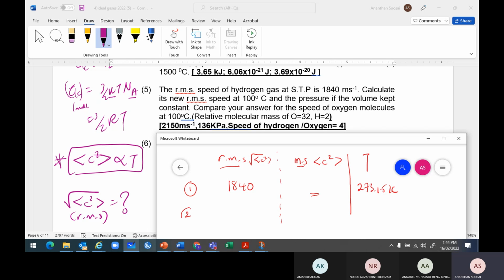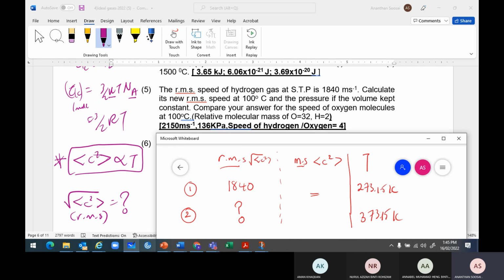Now the second question, what are they asking? What is the root mean square speed? And the temperature is 100 degrees Celsius. That means 373.15 Kelvin. This is the summary, right? 1840 for this temperature, and for 373 we need the mean square speed. The one linked to temperature is your mean square speed. So if you know this mean square speed, you root this value, you get the RMS speed.